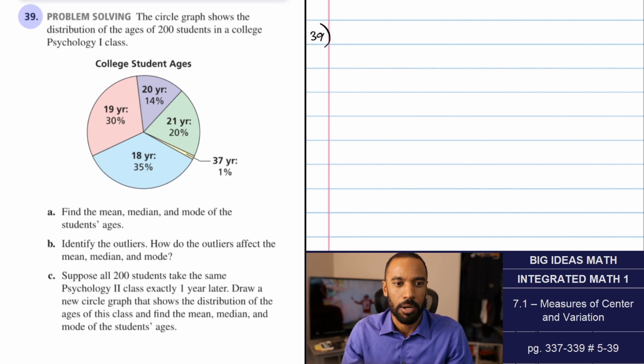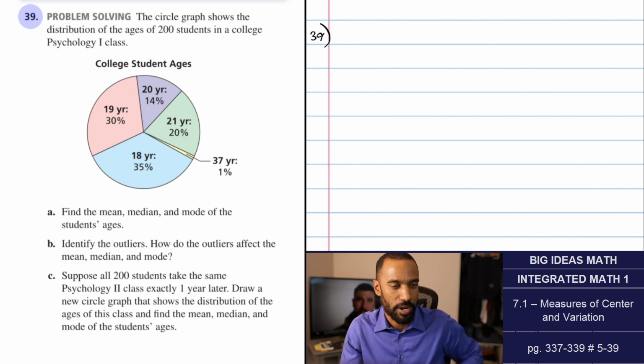All right, last question here is number 39. There are 3 parts on problem solving. How long have we gone? Ooh, we're going to probably pass 2.5 hours.